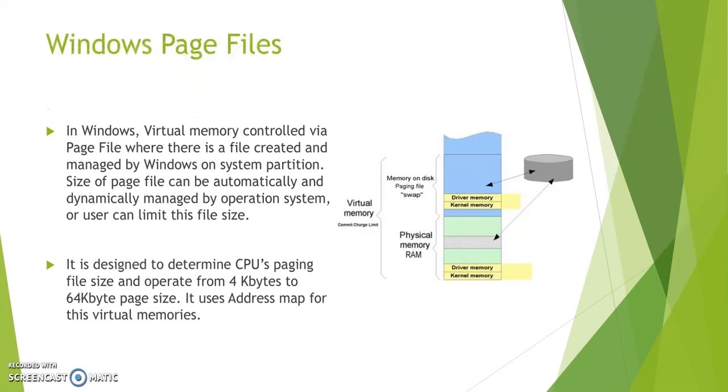In Windows, virtual memory is controlled via the page file, a file created and managed by Windows on the system partition. The size of the page file can be automatically and dynamically managed by the operating system, or the user can limit this file size. It is designed to determine the CPU paging size and operates from 4 KB to 64 KB page size. It uses an address map for this virtual memory.